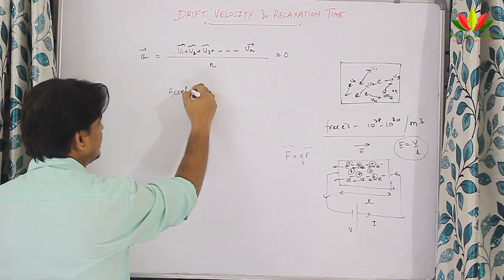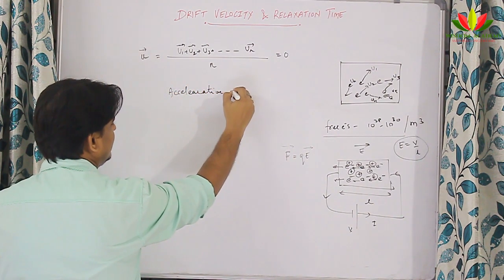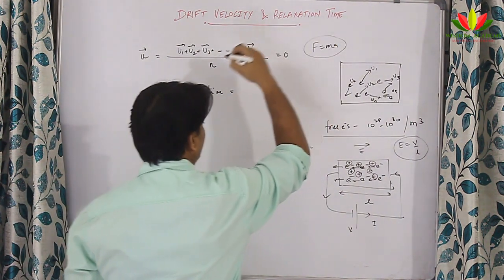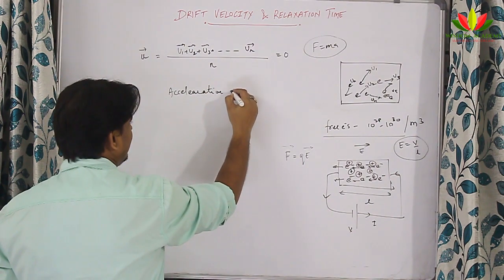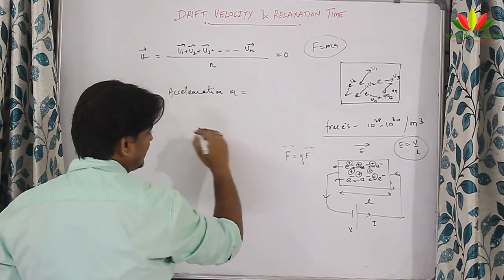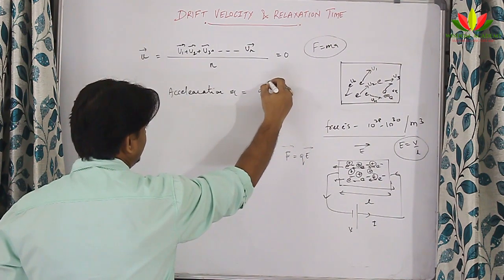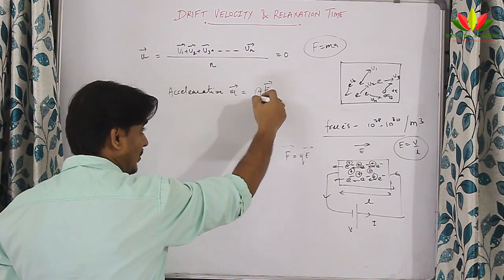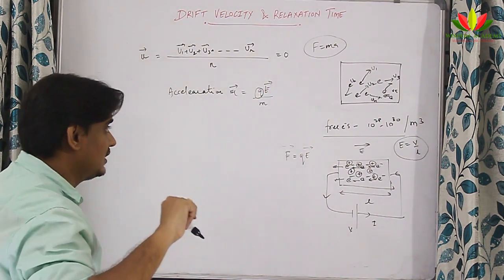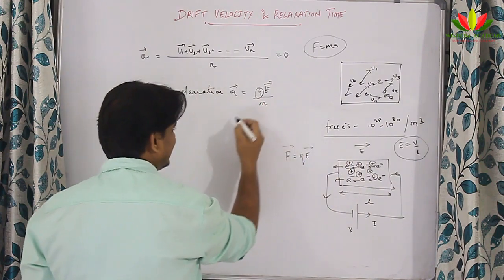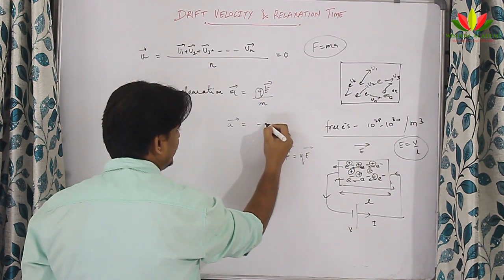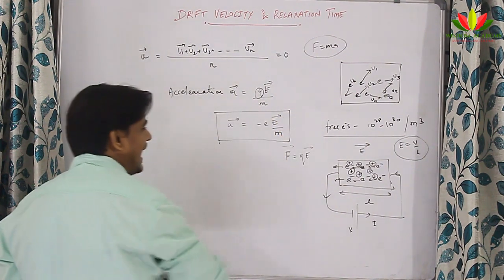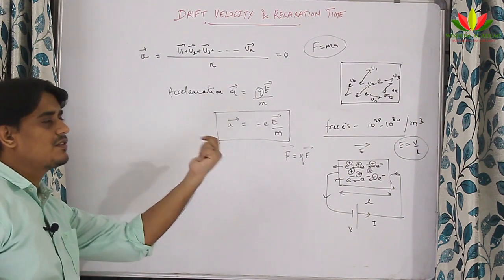Acceleration, we know F is equal to ma. So, what will be a? a will be equal to F by m. And what is F? F is Q into E. So, a is equal to Q E by m. If you take one particular charge, and I am talking about an electron, it is minus e. So, the acceleration is equal to minus e E by m. This is the value of acceleration of each particle.